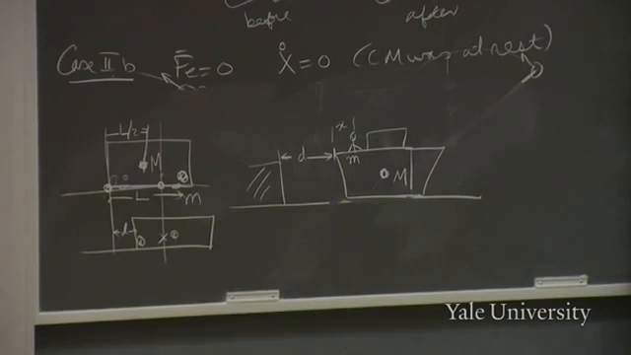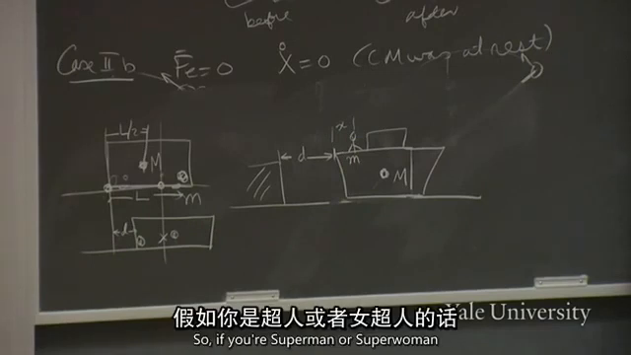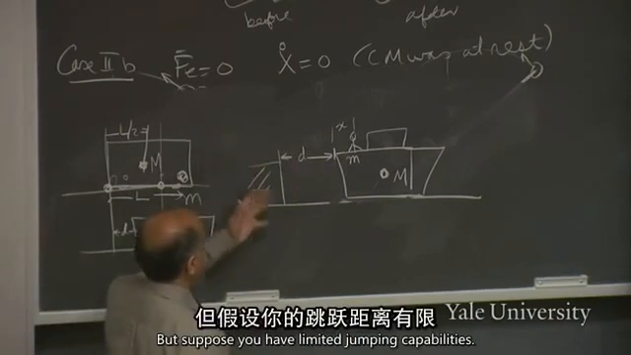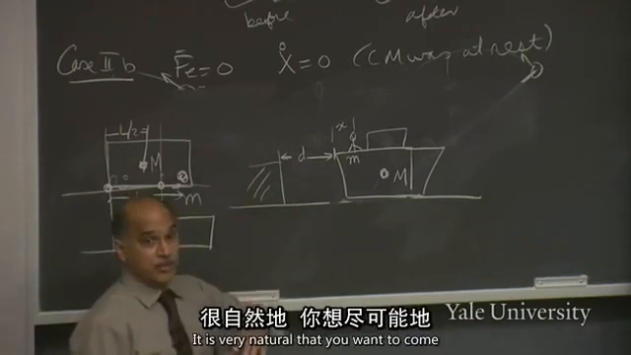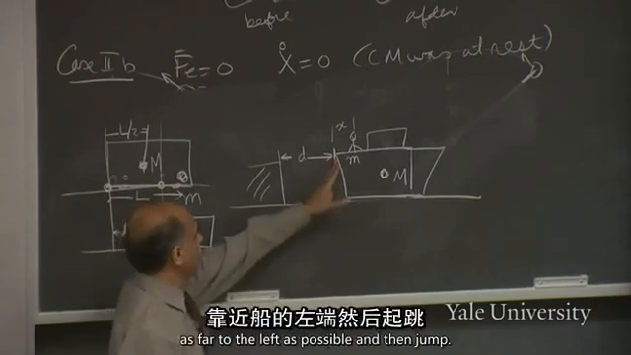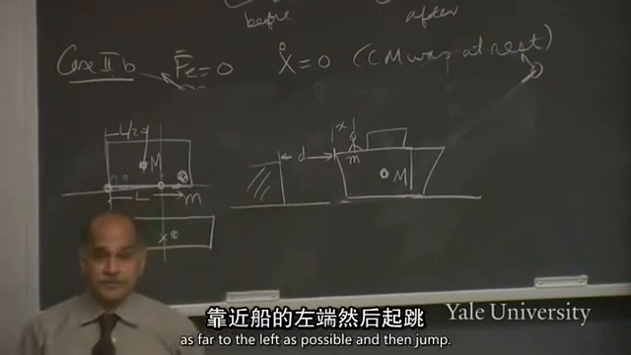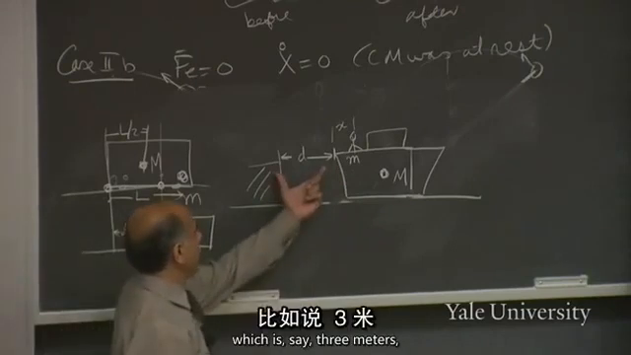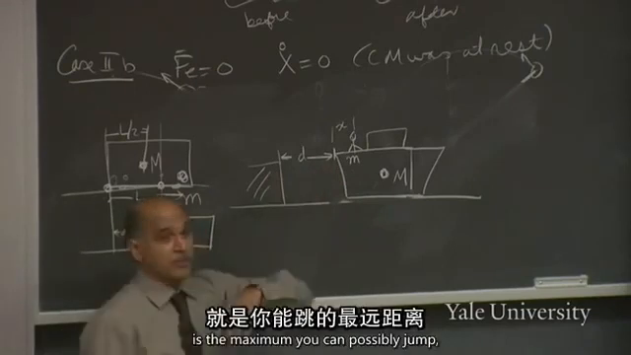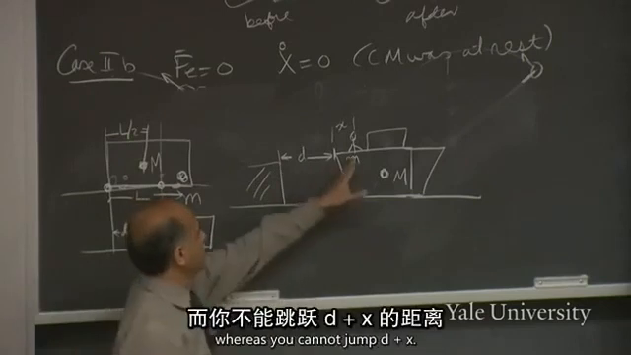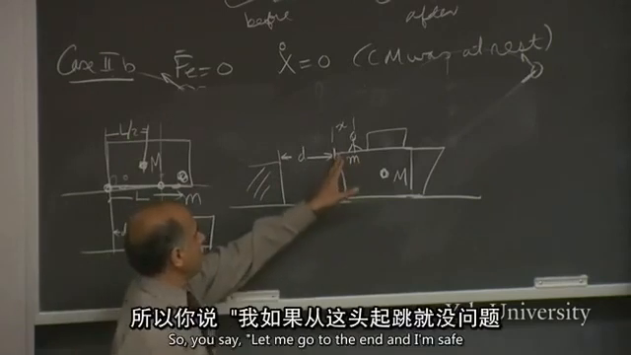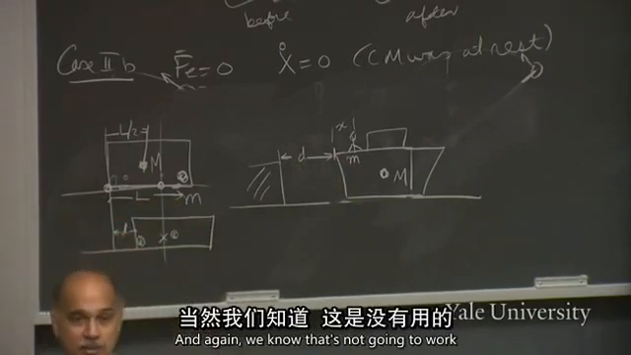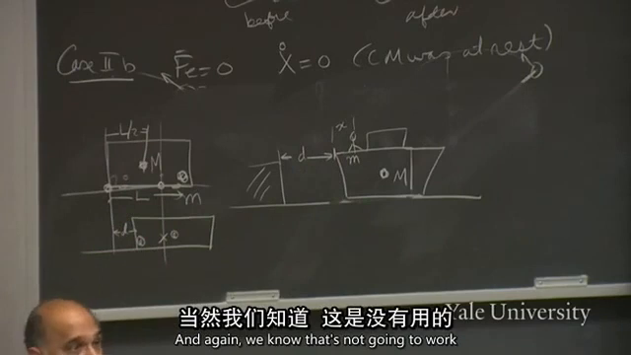So what do you do? If you're Superman or Superwoman, you just take off and you land where you want. But suppose you have limited jumping capabilities, very natural that you want to come as far to the left as possible and then jump. Suppose d, which is say 3 meters, is the maximum you can possibly jump, whereas you cannot jump d plus x. So you say, let me go to the end, then I'm safe because I can jump the distance d. And again, we know that's not going to work.